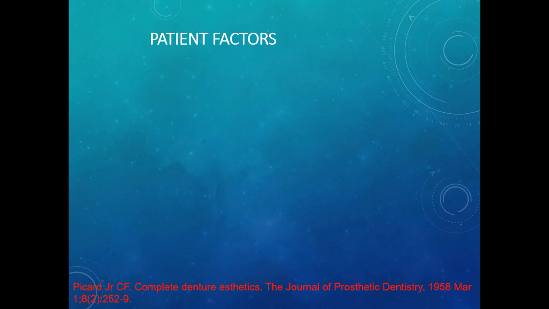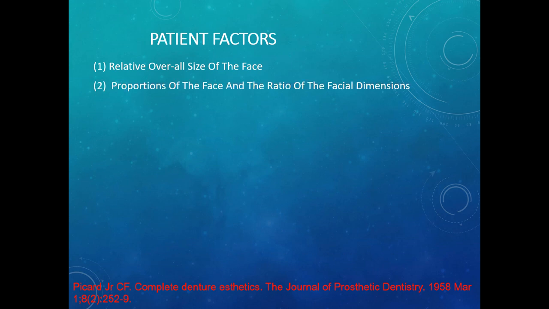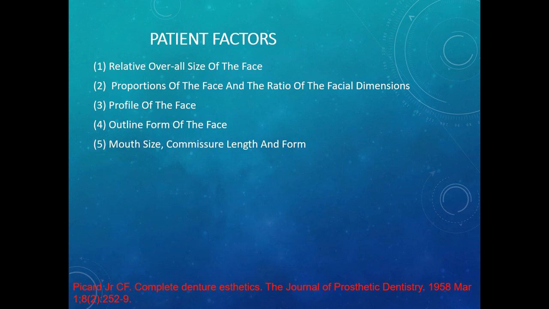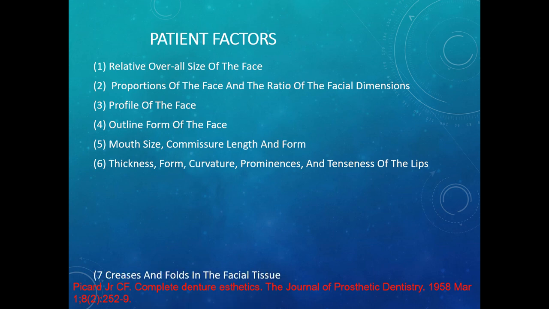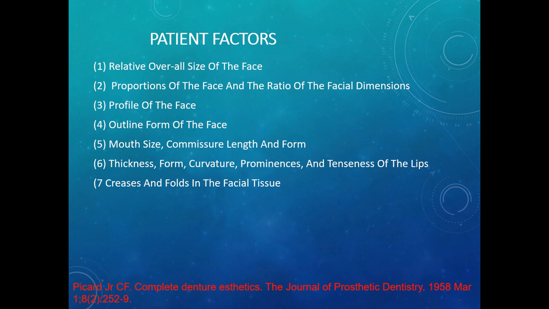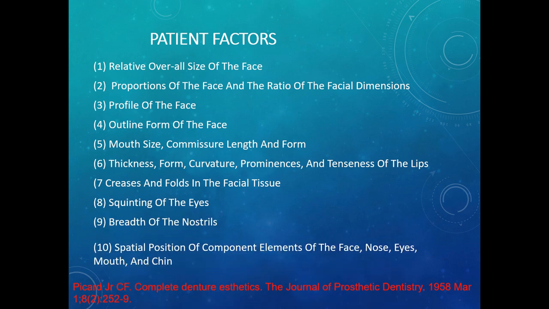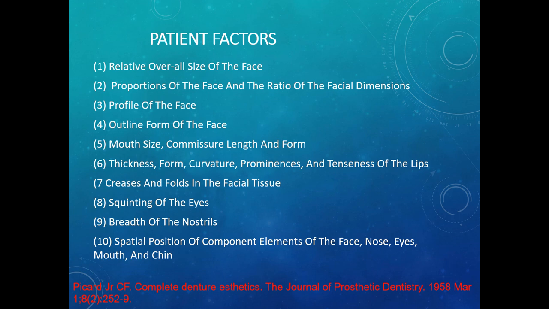And they are the relative overall state of the face, proportions of the face and the ratio of the facial dimensions, the profile, the outline form, the mouth size, the commissure length and form, thickness, form, curvature, prominences, and tenseness of the lips, the creases and folds in the facial tissue, squinting of the eyes, breadth of the nostrils, spatial position of component elements of face, nose, eyes, mouth, and chin, and finally the facial impress.